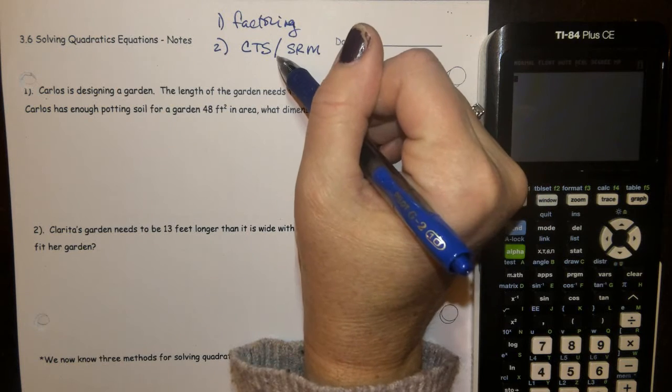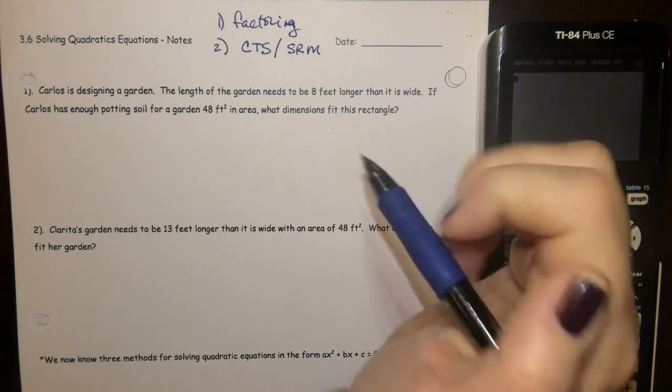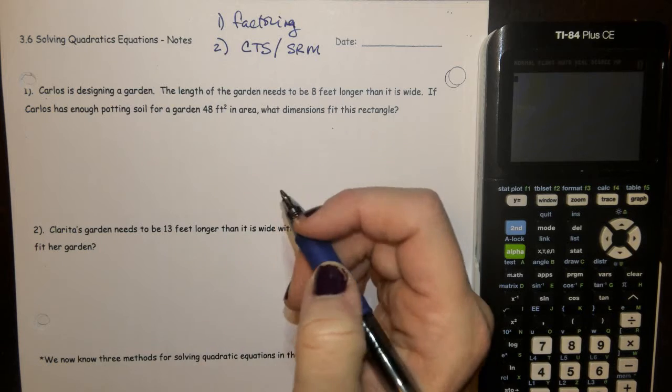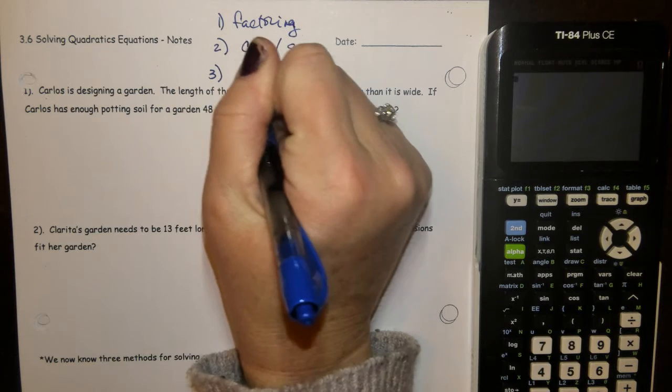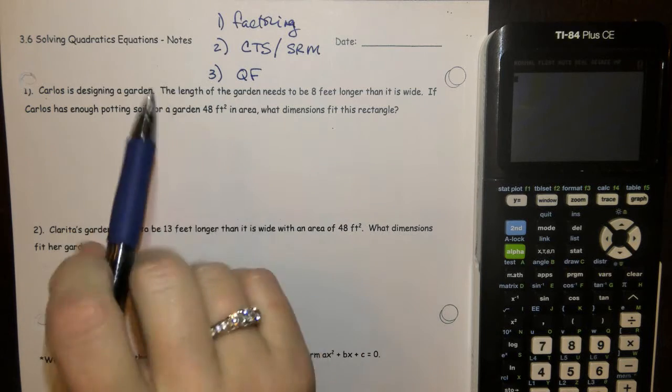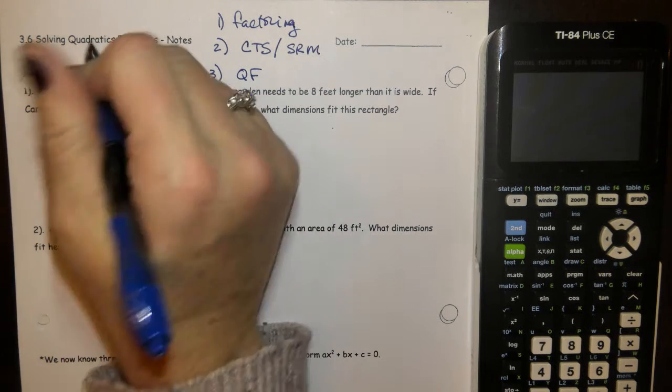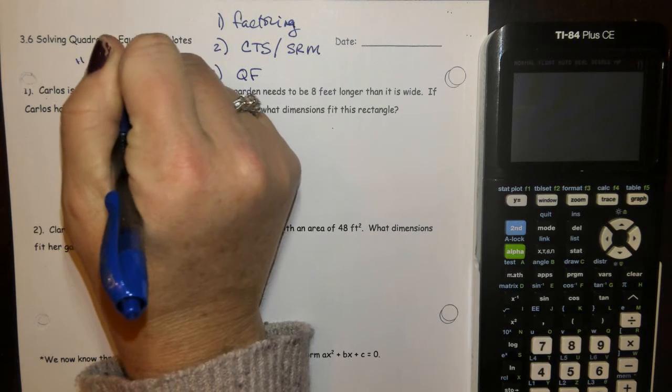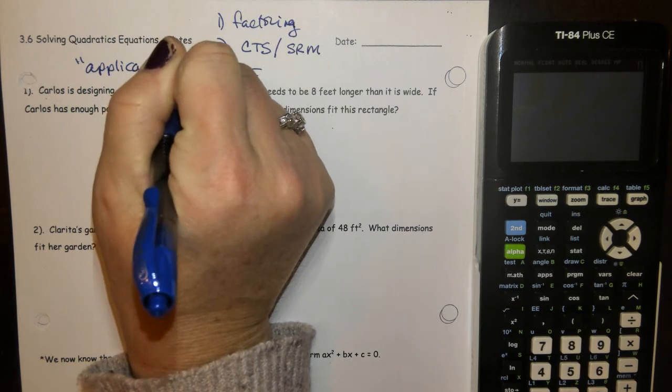That's after we completed the square. We got it down to a perfect square, and then we took the square root of both sides. And then we did the quadratic formula. So now we're getting into the applications. Applications is a fancy way to say word problems.